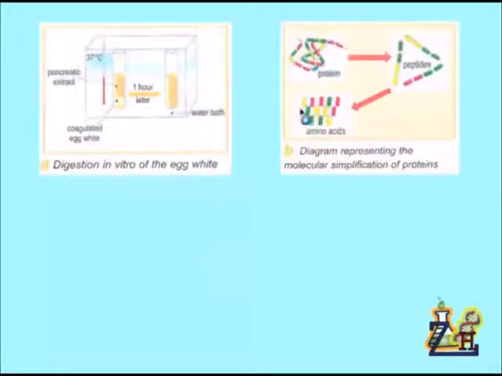Now, if we want to look at the molecules in this egg white, which is an albumin protein, we can see that the protein, which is a complex molecule, a complex chain, was first broken into smaller or shorter chains called peptides, and then these peptides are broken more into the simplest molecules, which are amino acids, and these are the nutrients in this case.